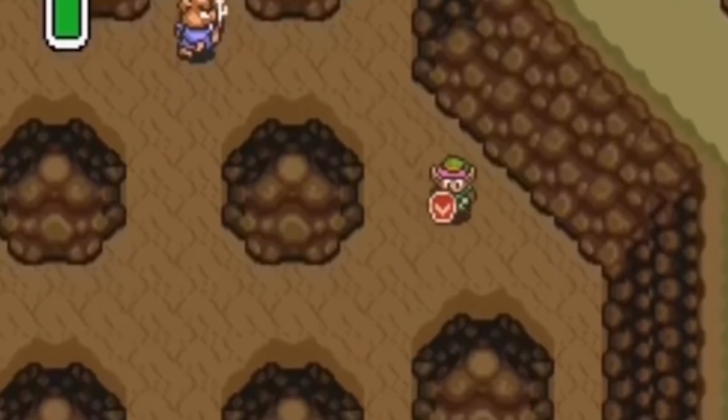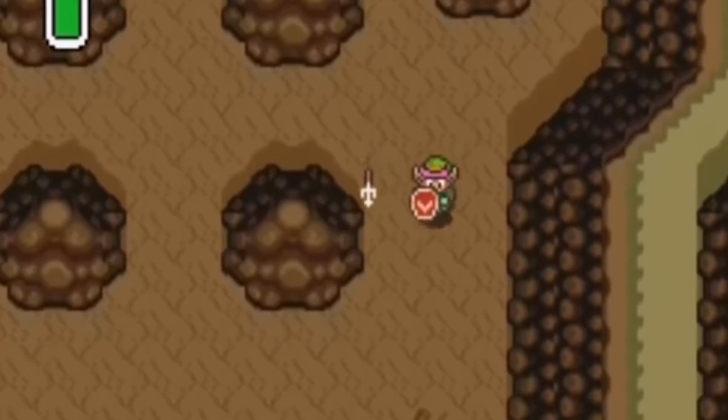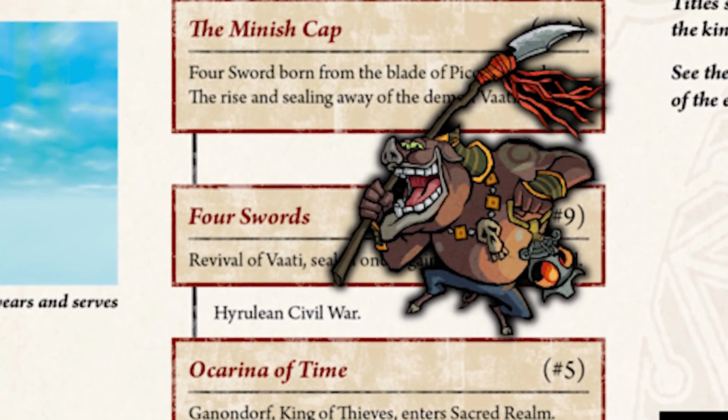And we know that the pig-like Moblins can't be just Dogblins that went to the Dark World and came back because the first time we see pig-like Moblins is in Four Swords, before the Dark World, which Ganondorf created after the events of Ocarina of Time, after which he got the full Triforce of Power.